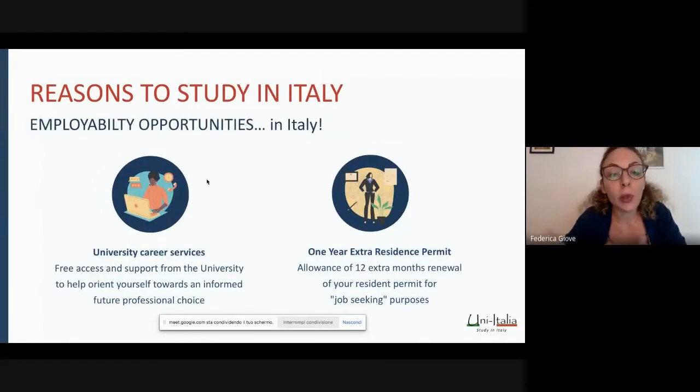And what happens next? So let's say you graduate in Italy, you have your degree in hand. What happens? Okay, so first of all, another important thing that you have to keep in mind is that the Italian government allows you to stay 1 extra year in Italy, okay? So your resident permit will be renewed for an extra 12 months, during which you will have the opportunity to seek a job.